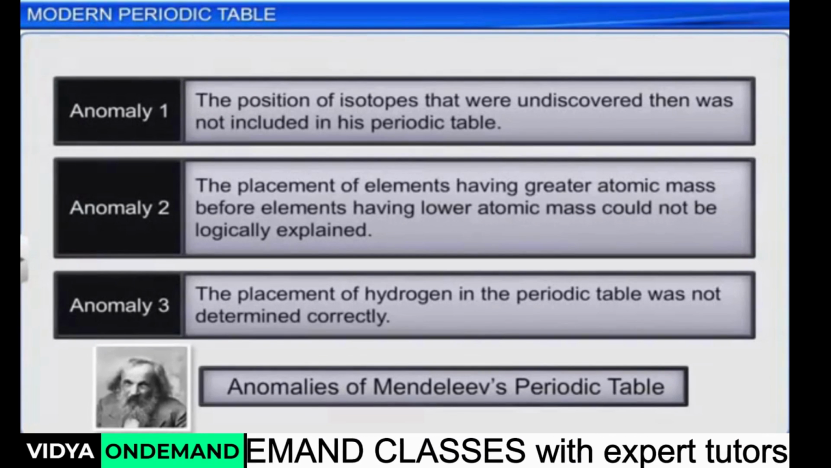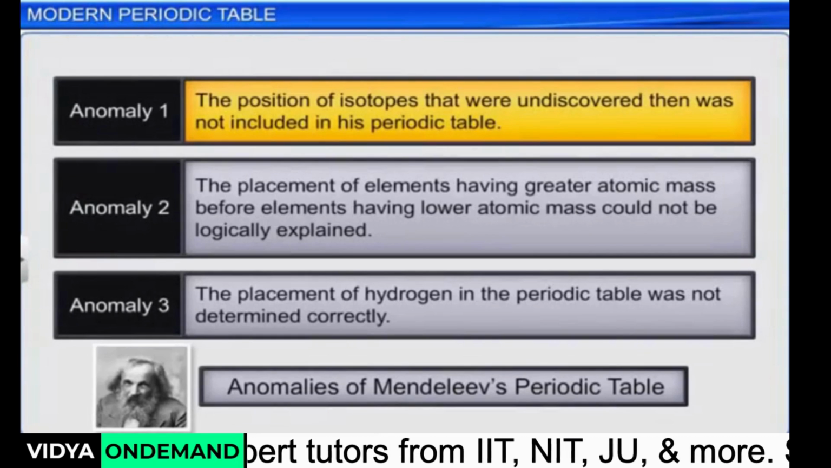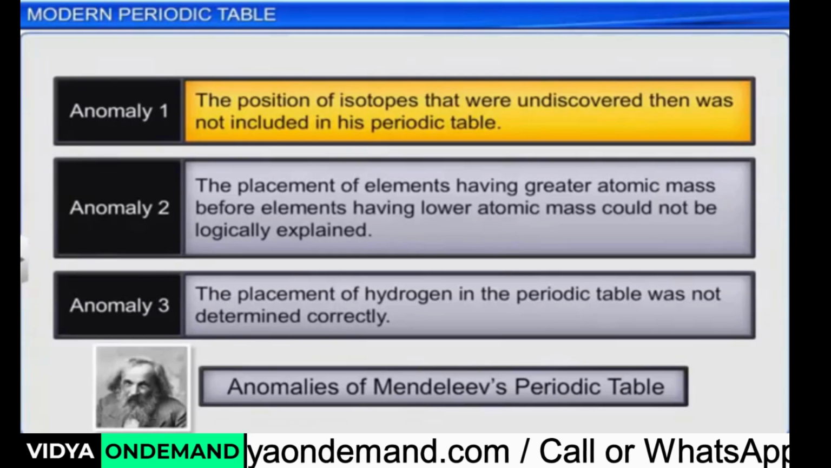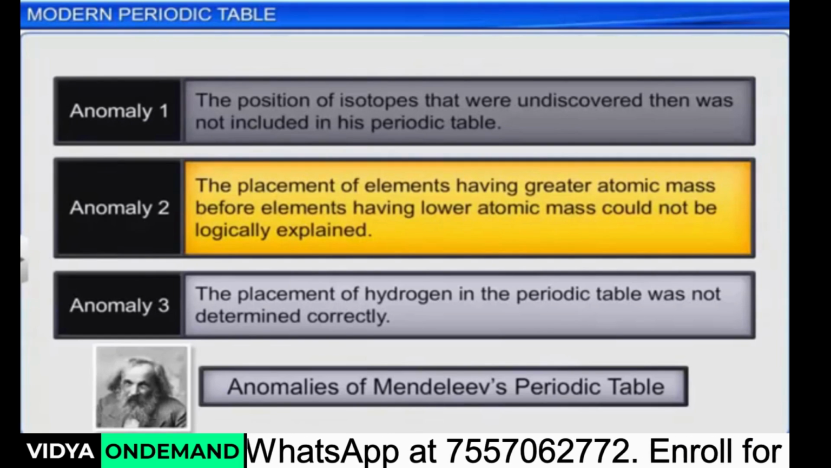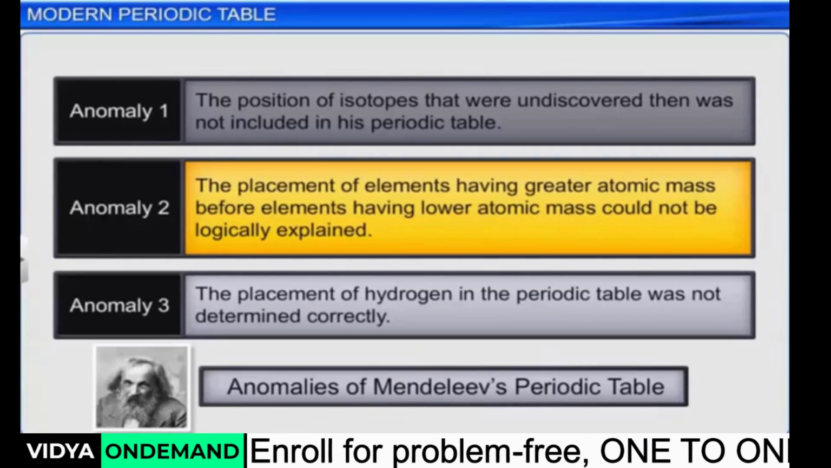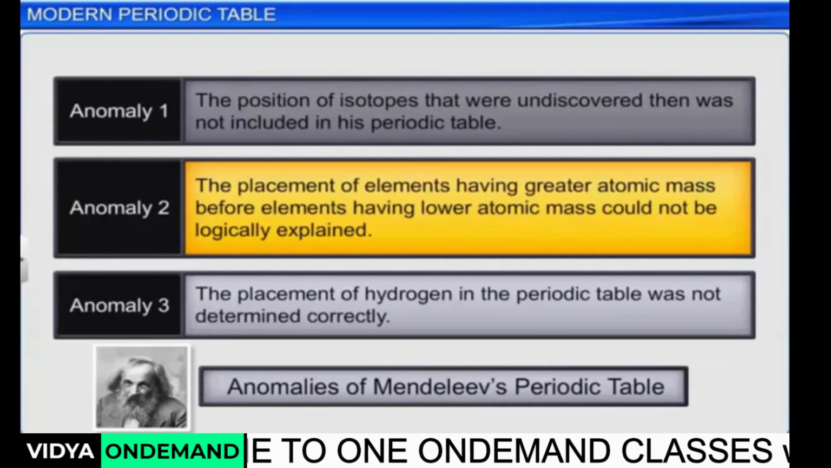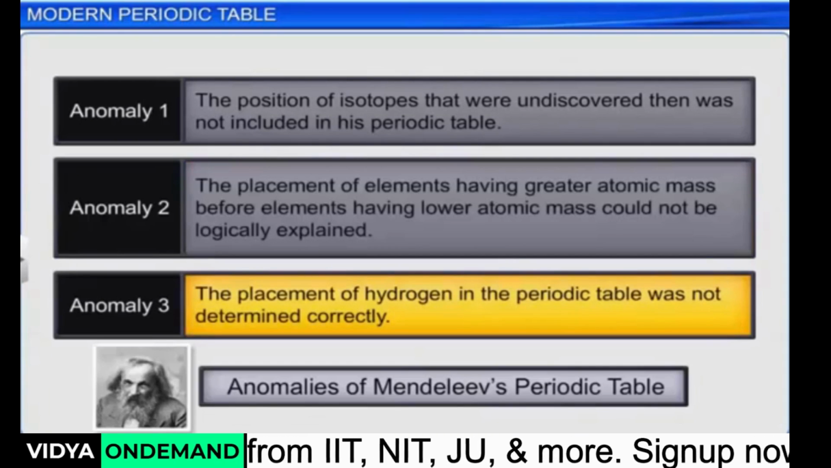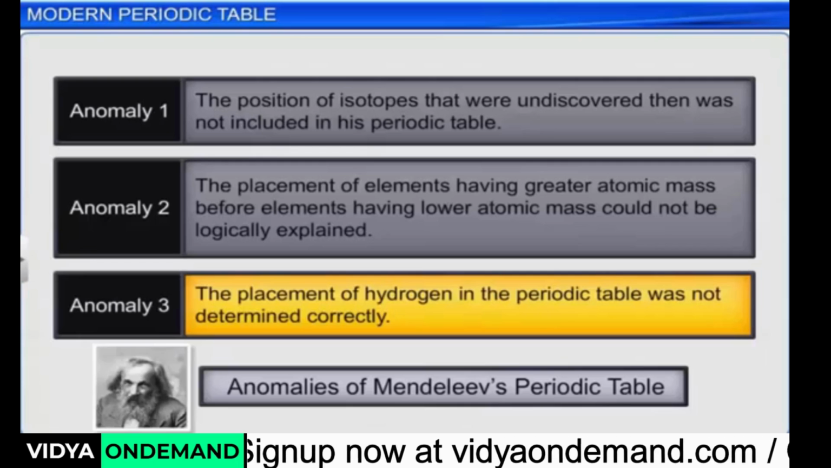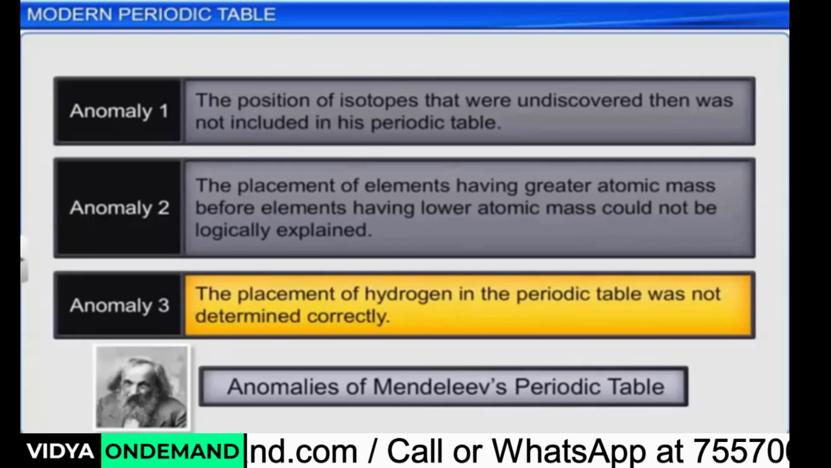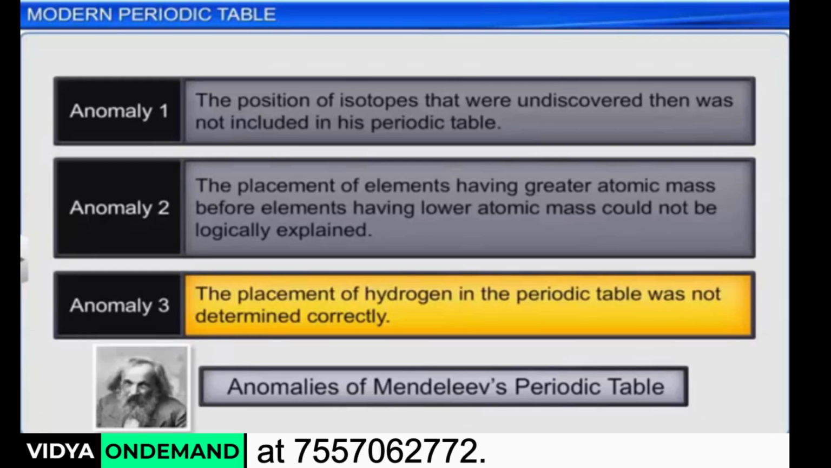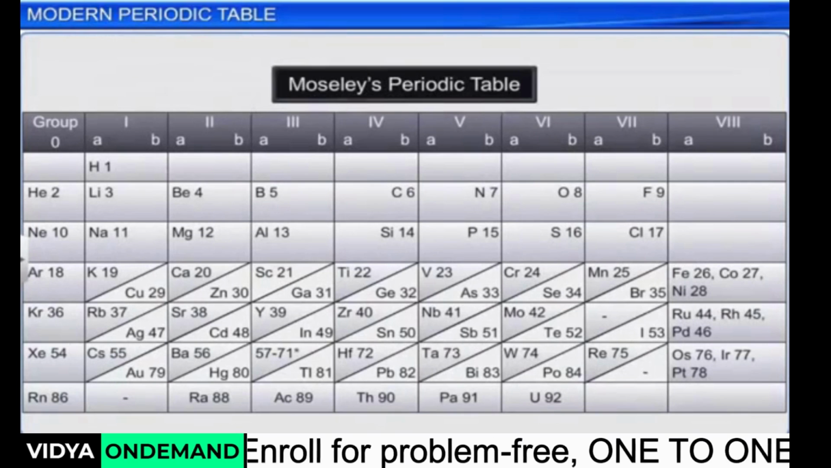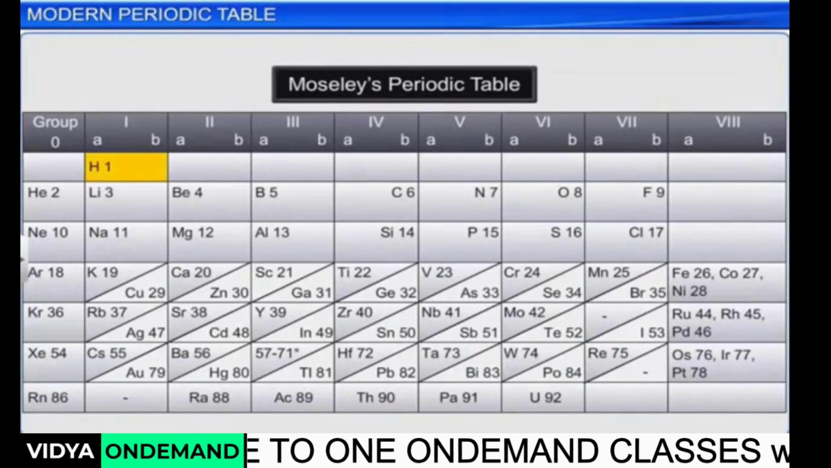For example, the confusion about the position of isotopes was solved. Another anomaly, the placement of higher atomic weight elements like tellurium before lower ones like iodine, was also removed. However, the placement of hydrogen was one anomaly of Mendeleev's periodic table that was still not resolved. On the basis of its atomic number, Moseley placed hydrogen at the top left corner of the table without attaching it to any particular group.